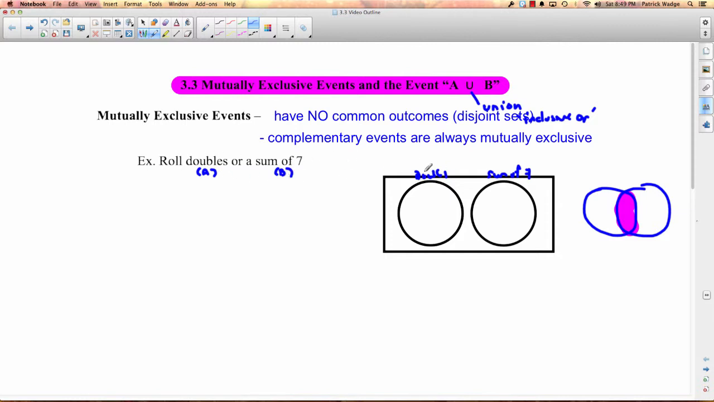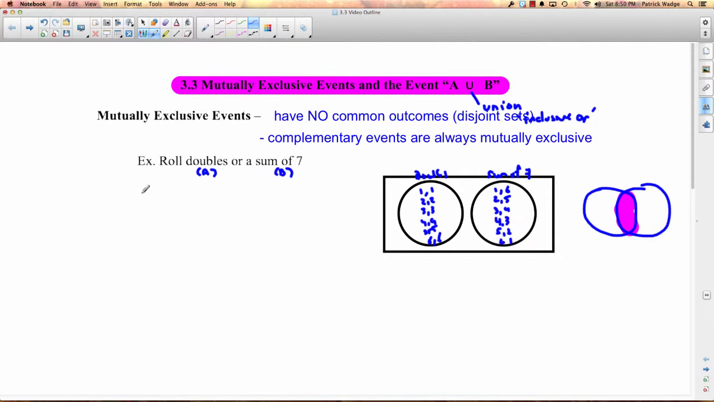So let's list them all. Rolling doubles, well, you could get 1 and 1, 2 and 2, 3 and 3, 4 and 4, 5 and 5, or 6 and 6. Do any of those add to 7? 2, 4, 6, 8, 10, 12. No, none of them add to 7. So these are mutually exclusive. Now, there are some that add to 7, right? 1 and 6, 2 and 5, 3 and 4, 4 and 3. Now I know these are kind of the same, but when you're looking at probability of dice, you have to consider the first die getting 3 and the second one 4, or the first one getting 4 and the second one 3. 5 and 2, 6 and 1. There you go, that's all of them.